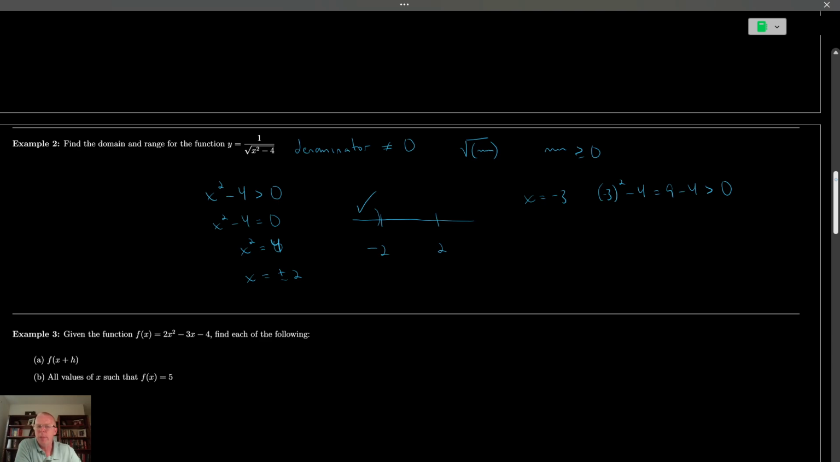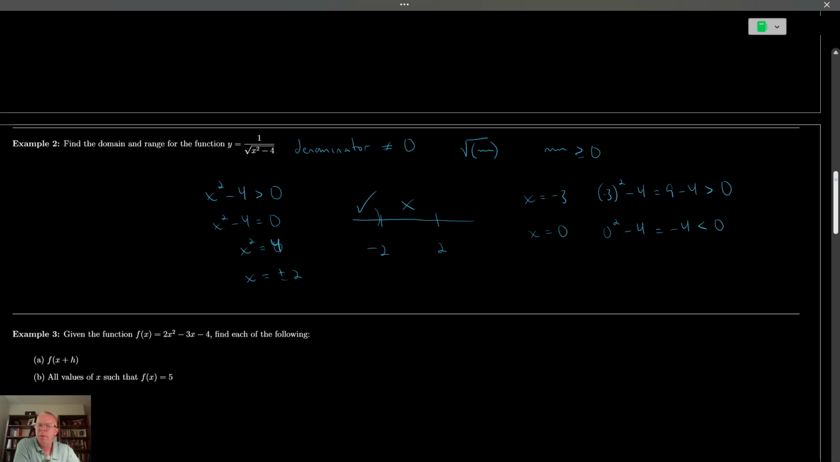Now let's pick a number between -2 and 2. 0 is always pretty easy. So 0 squared minus 4 is -4. That is less than 0, which is not what we want. You can test another number, 1, -1, 1/2, 1/3, whatever. Any of them that you pick in this interval will give a negative number, which is not what we want.